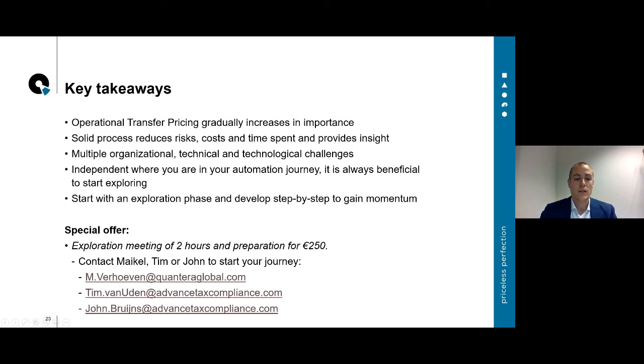Then, to conclude, operational transfer pricing gradually has increased in importance. And basically, as Jonne also pointed out, you cannot do without it. A solid process reduces risks, costs, and time spent and provides insight. There are multiple organizational, technical, and technological challenges. And independent of where you are in your automation journey, it is always beneficial to start exploring. Our advice is to start with an exploration phase and develop step by step to gain momentum, also in the organization.